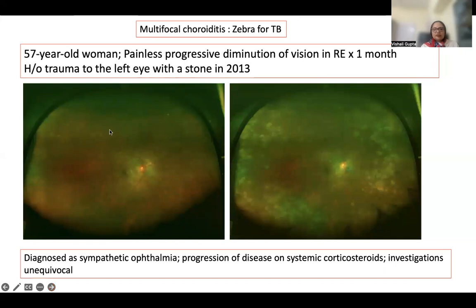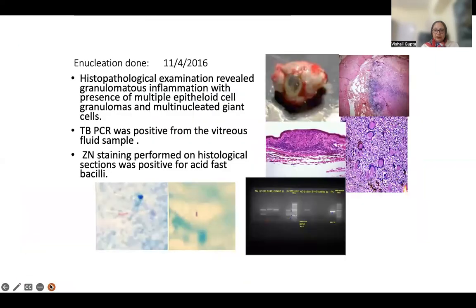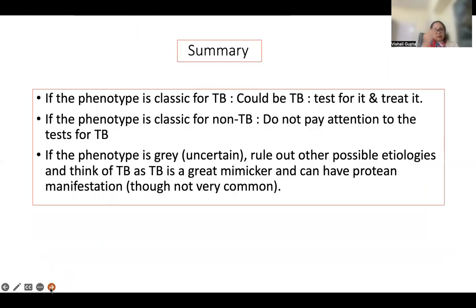While on treatment with steroids and immunosuppression, the lady continued to progress. Now, this is what I want to highlight: if the patient is not responding the way you would want, think of TB at that point. So we repeated the test, and nothing was positive. We did the enucleation of the blind eye, and we did see a single AFB-positive bacillus sitting there. And of course, this patient was subsequently treated and responded to anti-TB drugs.